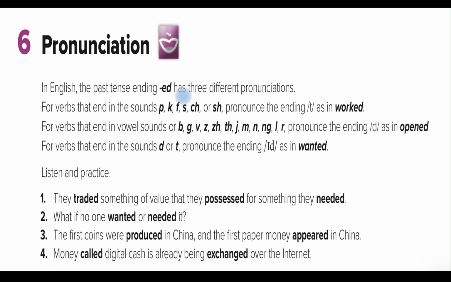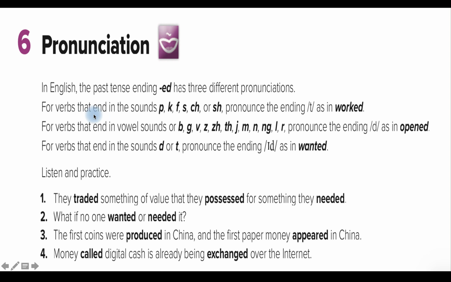Okay, I'm going to explain to you that sometimes, not all the time, the ed is pronounced T. Sometimes it's pronounced D, only D, not ED. And sometimes it's pronounced ED. When is it pronounced T? Like for example worked.